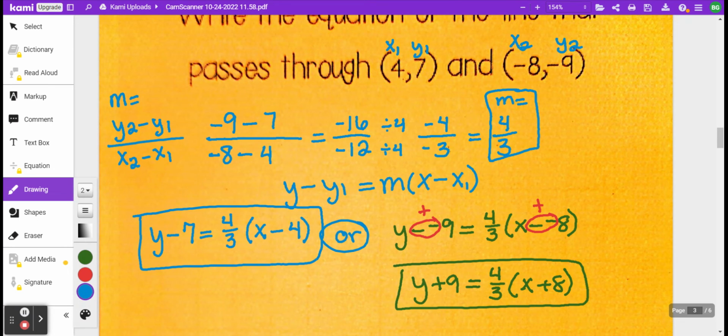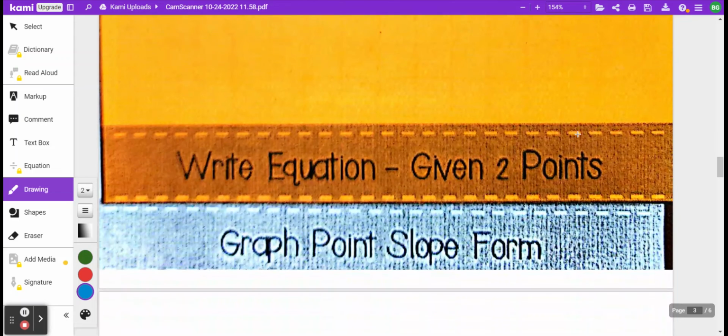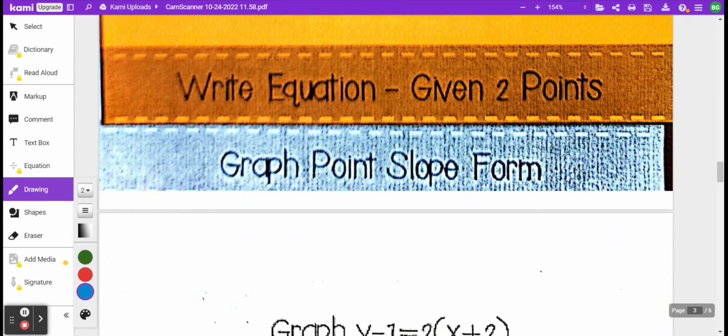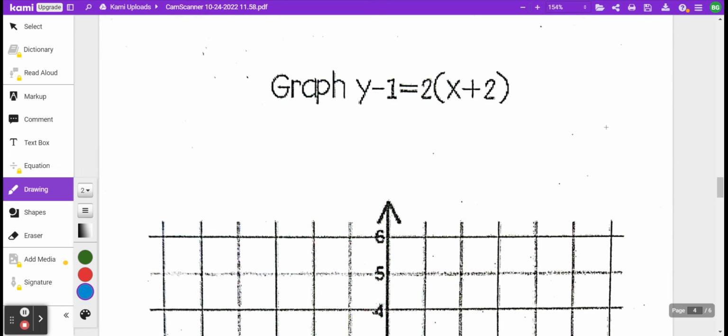Now let's go to the very last page for graphing. So graphing the point from slope form. Here we have the equation y minus y1 equals 2 times x plus 2. Let's go ahead and write in that formula above it so we can see what we're talking about. When we write that equation above what we're looking at, we can automatically see here that my m, or my slope, is going to be 2.